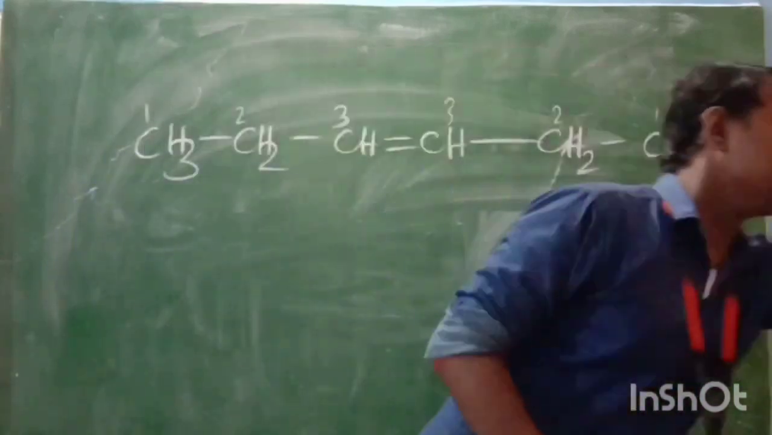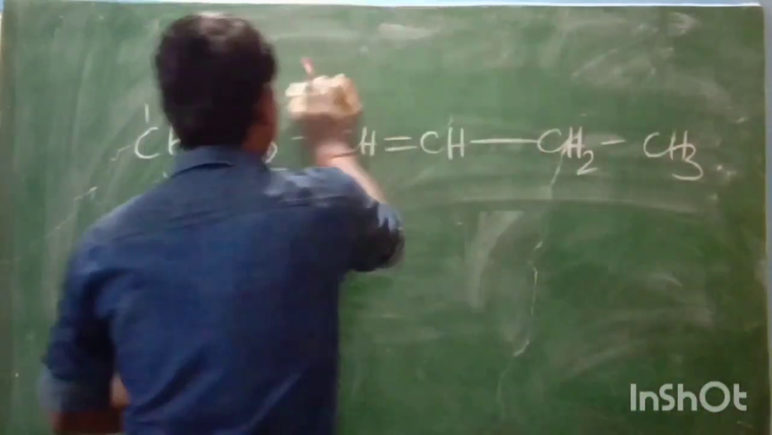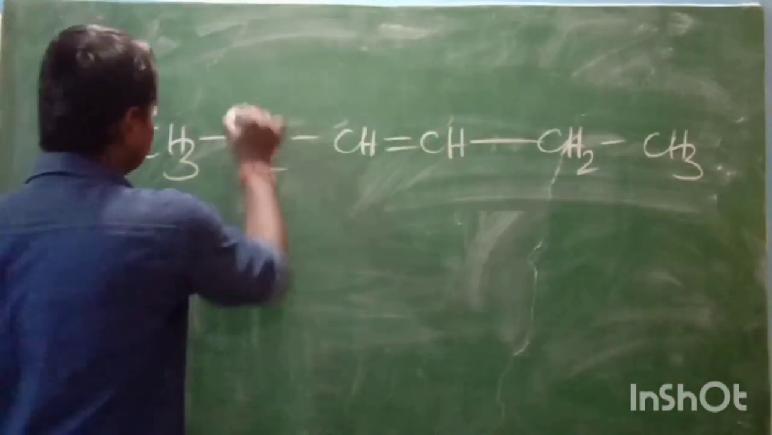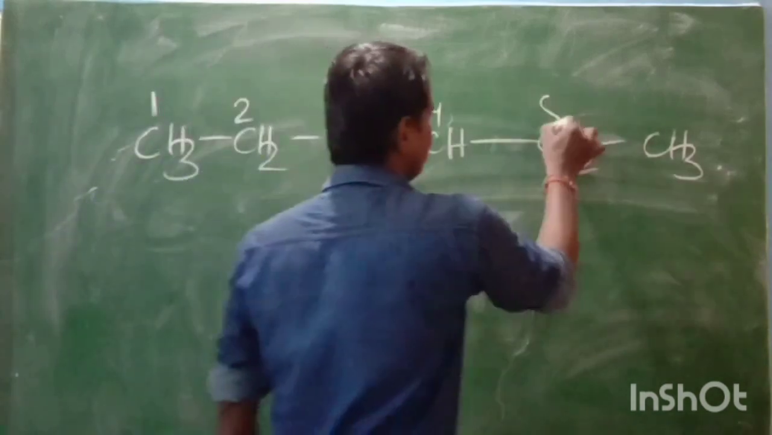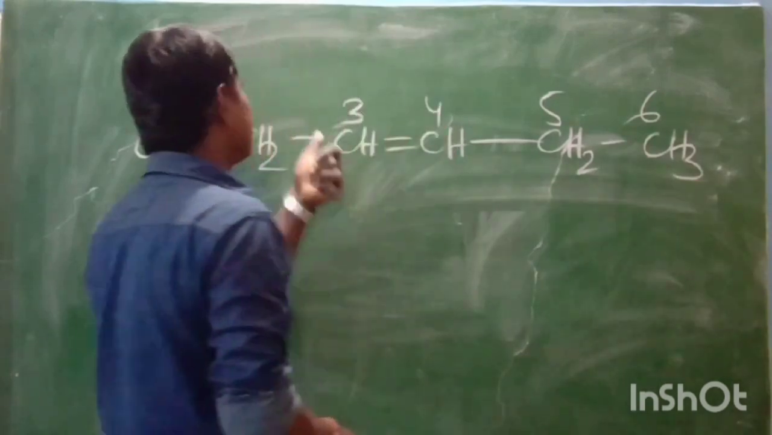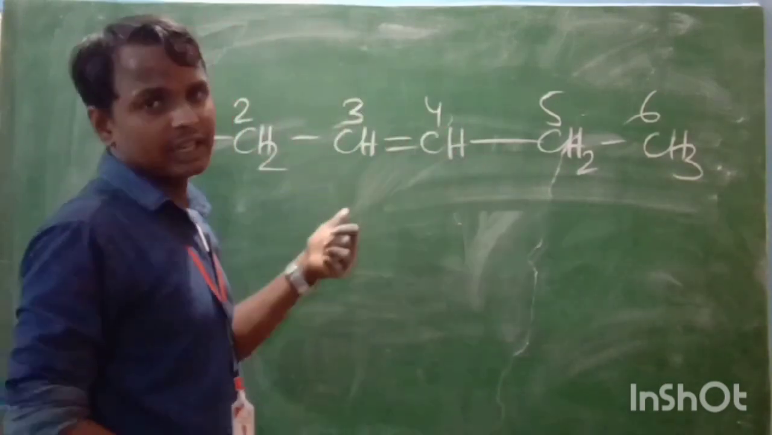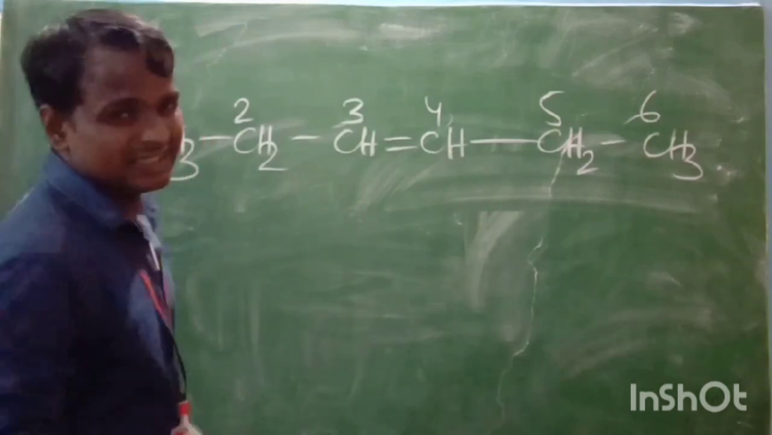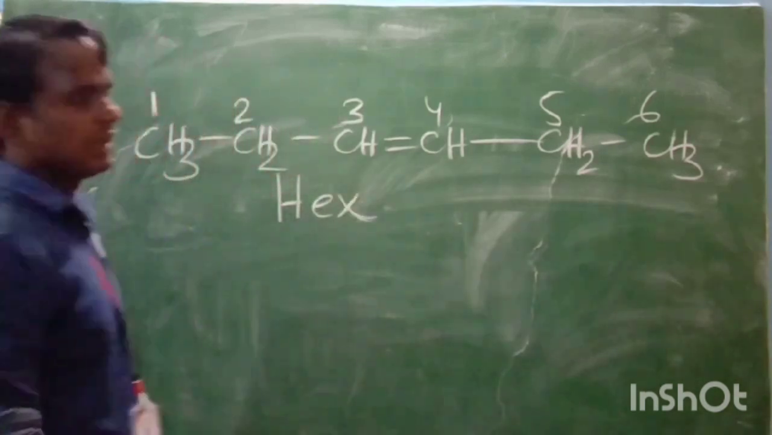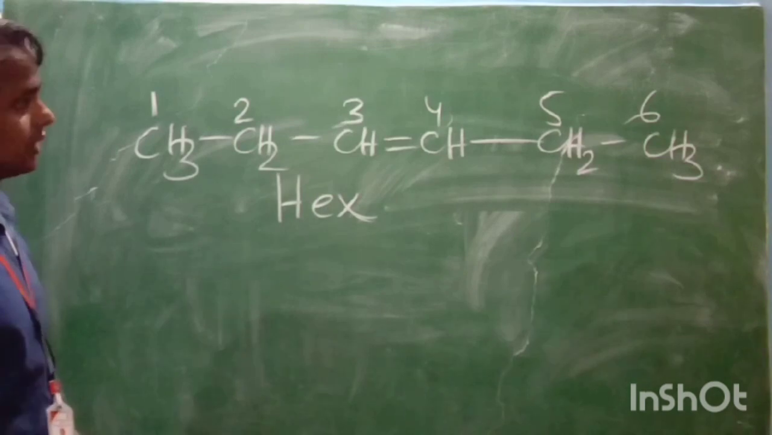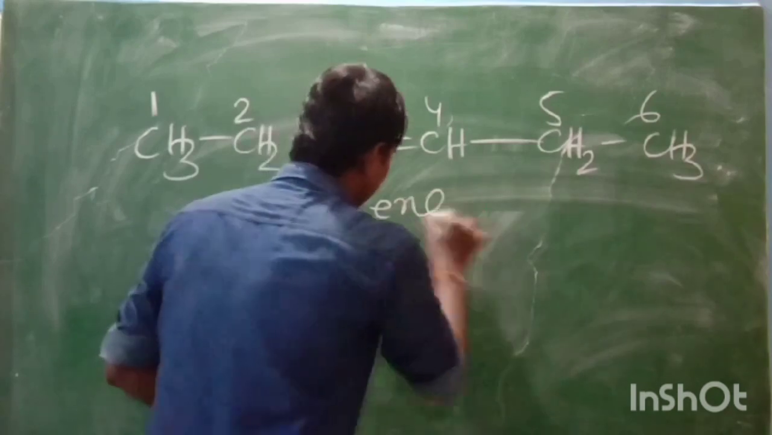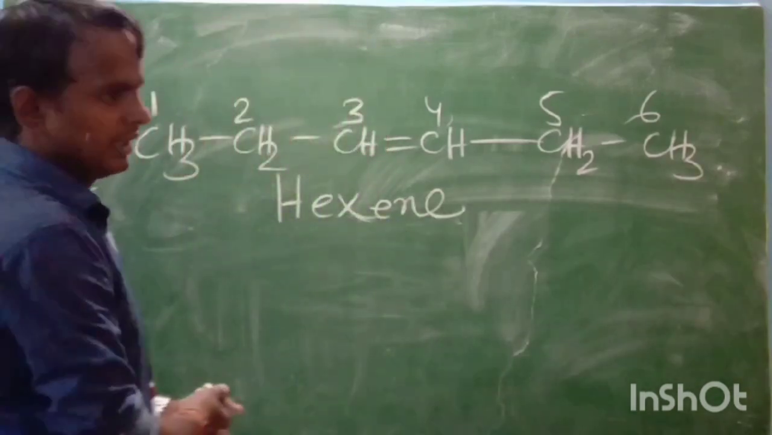The numbering of the double bond is the same, so we start from this side. You may start from this side also, because the position of the double bond is 3 from either side. Okay. Here the number of carbons is 6, so the root is hex, and for the carbon double bond, I mean alkene, we add ene. The name of this alkene is hexene.